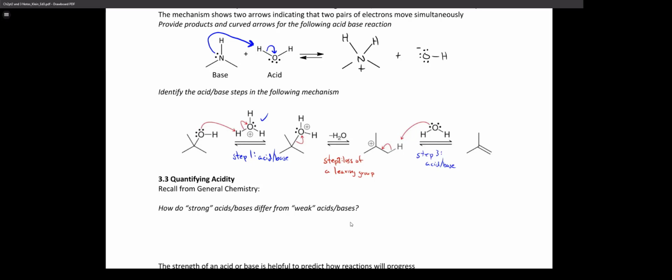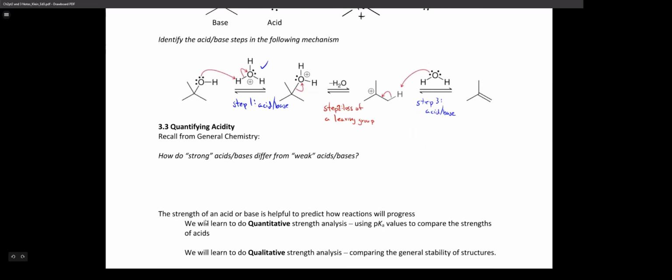All right, and the last section I wanted to cover today is section 3.3. We are mostly going to be looking at what we did not cover in Chem 140, qualifying acidity. In Chem 140, we spent tons of time talking about buffers, and which way the equilibrium lies. In this class, we're more interested in why something is more acidic or less acidic, more basic or less basic. It's much more explanation based.